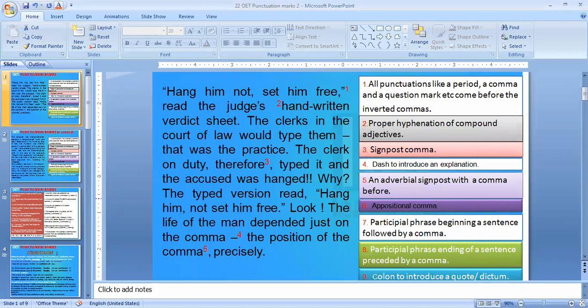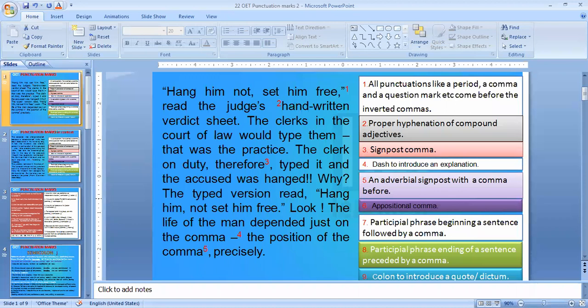Hang him not, set him free. Read the judge's handwritten verdict sheet. The clerks in the court of law would type them. That was the practice. The clerk on duty, therefore, typed it, and the accused was hanged. Why? The typed version read, hang him, not set him free. Look, the life of the man depended just on the comma. The position of the comma precisely.